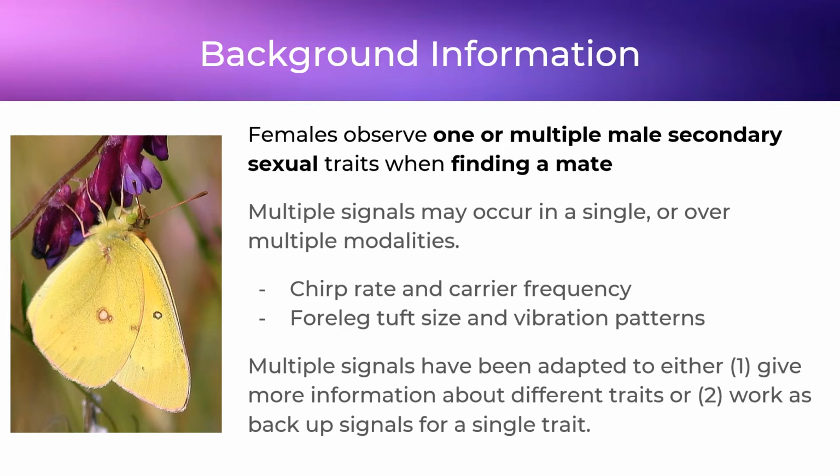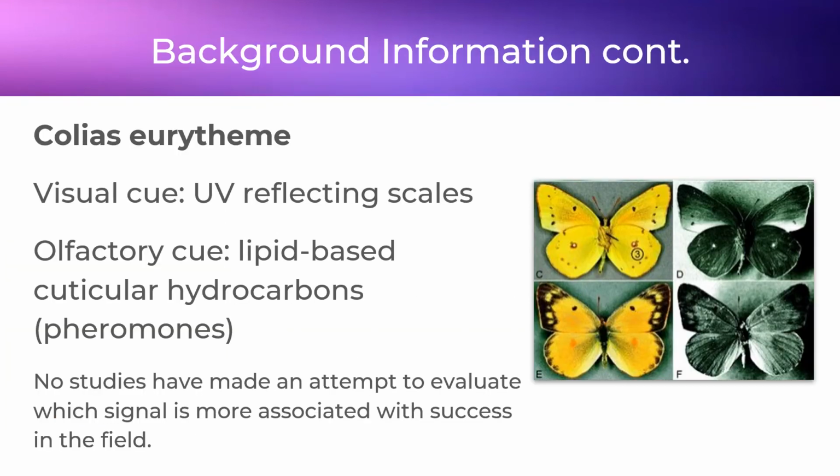And then this all gets brought back to, did multiple signals get adapted to either give more information about different traits or work as backup signals for a single trait? Continuing with the background information, Colias eurytheme send visual cues via their UV reflecting scales and olfactory cues via lipid-based cuticular hydrocarbons that are more commonly known as pheromones. And we know separately that these both encourage male mating success, but no studies have made an attempt to evaluate which signal is more associated with success in the field.